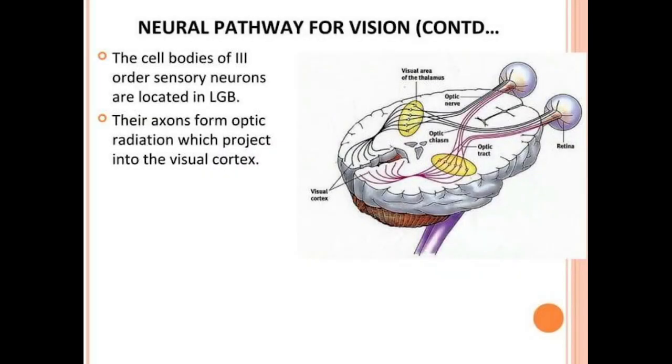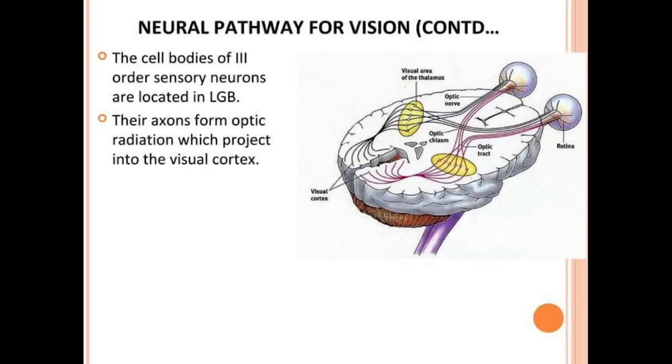Neural pathway for vision, continued. The cell bodies of first order sensory neurons are located in the lateral geniculate nucleus, also known as the lateral geniculate body. The lateral geniculate body is the structure in the thalamus that is part of the primary visual pathway. It receives information from the retina and sends it to the visual cortex.